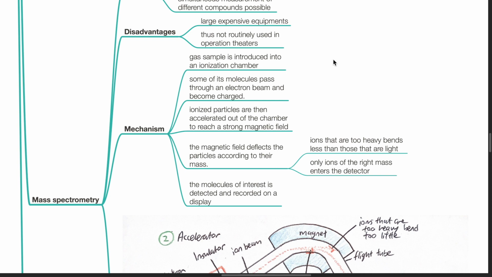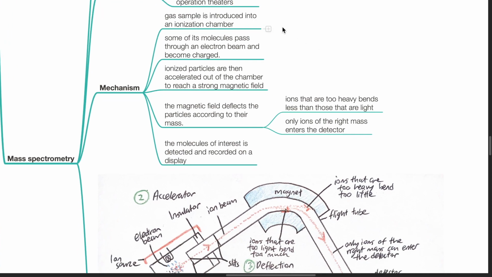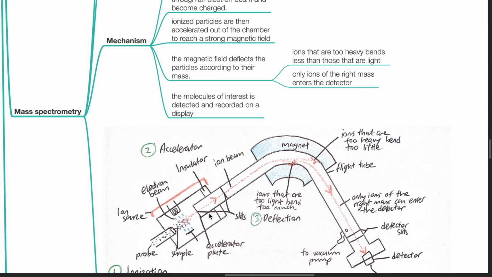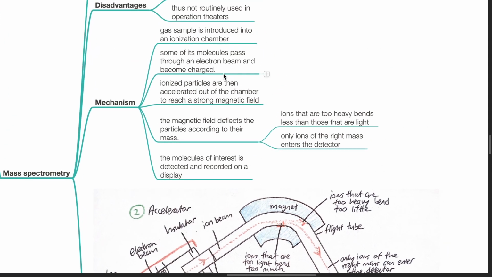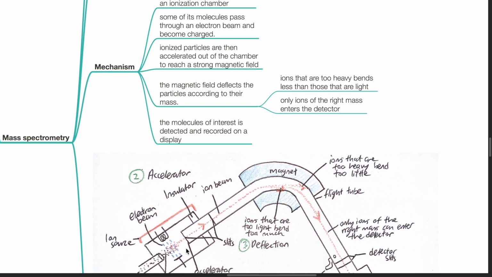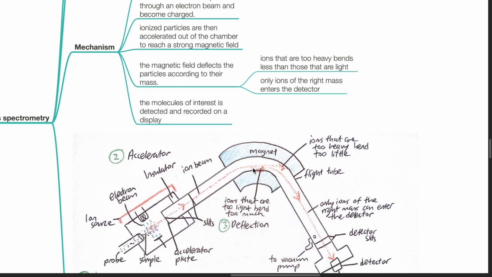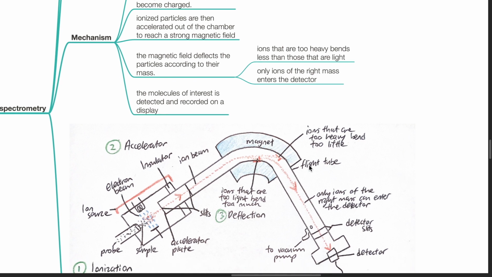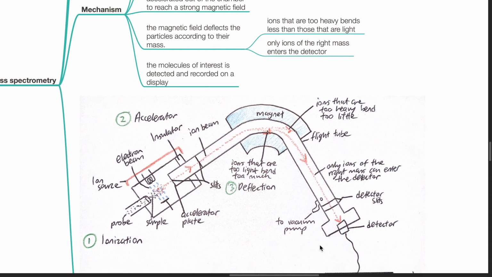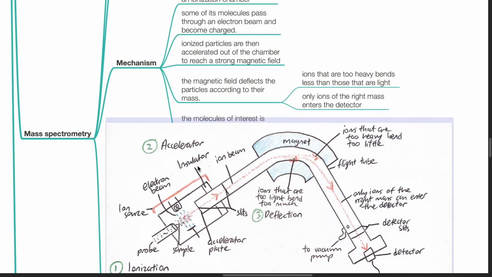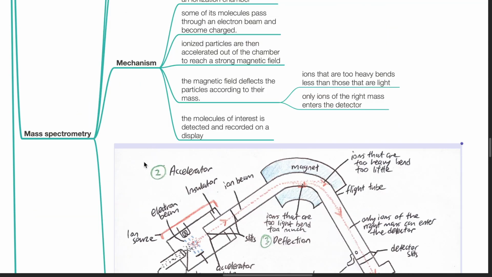Mechanism. The gas sample is introduced into an ionization chamber. Some of its molecules pass through an electron beam and become charged. Ionized particles are then accelerated out of the chamber to reach a strong magnetic field. The magnetic field deflects the particles according to their mass. Ions that are too heavy bend less than those that are light, and only ions of the right mass enter the detector. The molecules of interest are detected and recorded on a display.